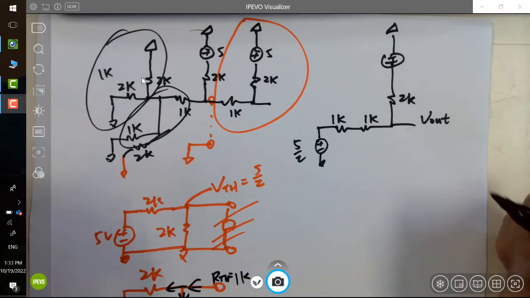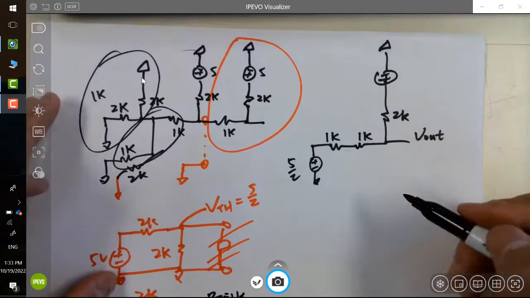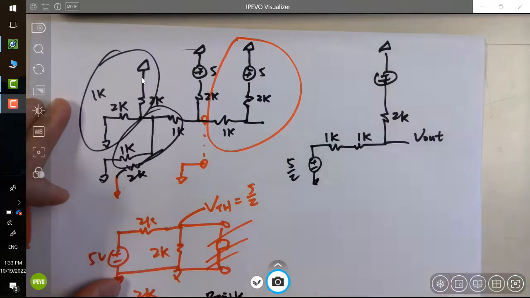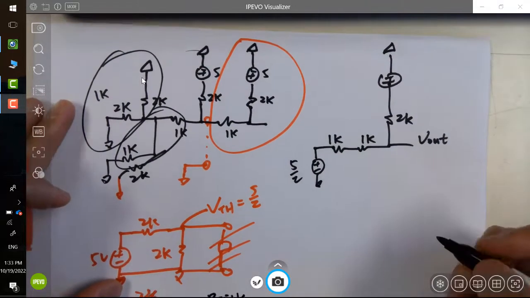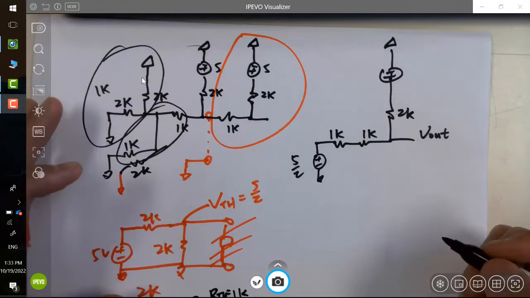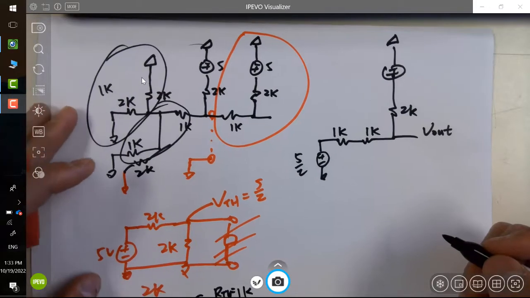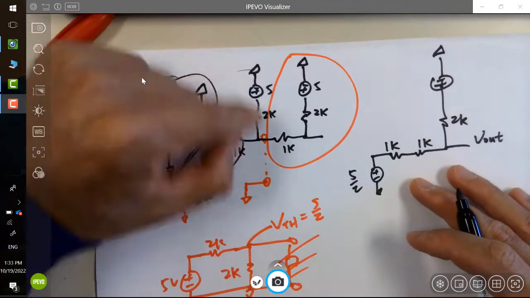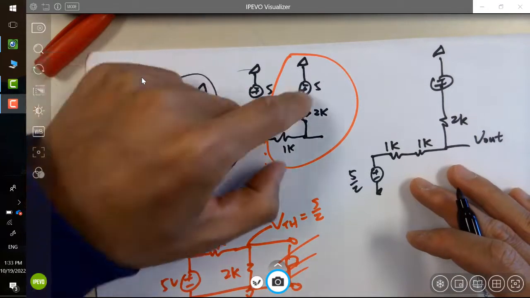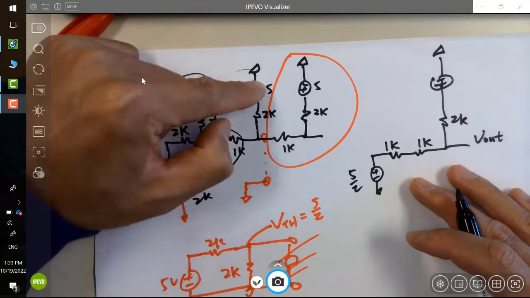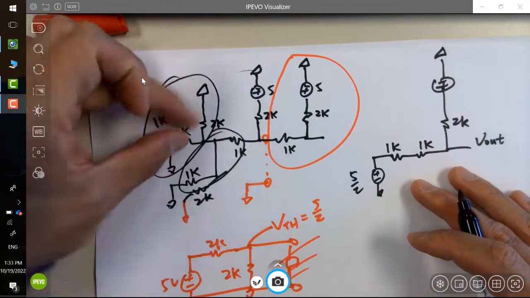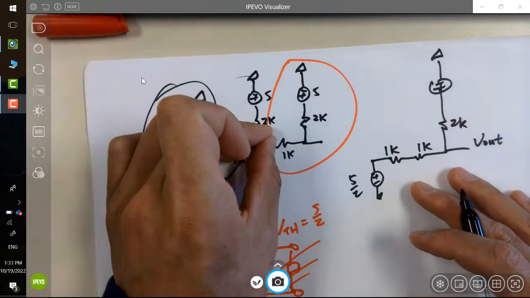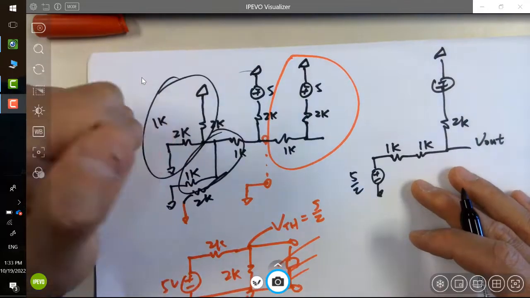Right now, right? Yeah. So you short this one again, and those become a 2K, and then they become 1K, 5 over 4. And then for the other one, you short it, right? Because of superposition, you just short it, and then the 1K, 2K, 1K, 2K, so it becomes 5 over 2.